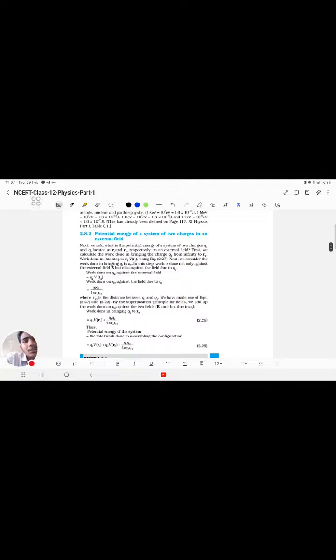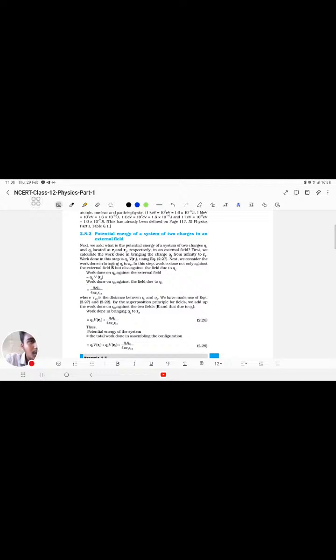Now we will calculate the potential energy of a system of two charges in an external field. So now next we ask the question, what is the potential energy of a system of two charges? First we calculate the work done in bringing the charge q1 from infinity to r1. Work done in this step is q1 times V of r1. Next we consider the work done in bringing q2 to r2.